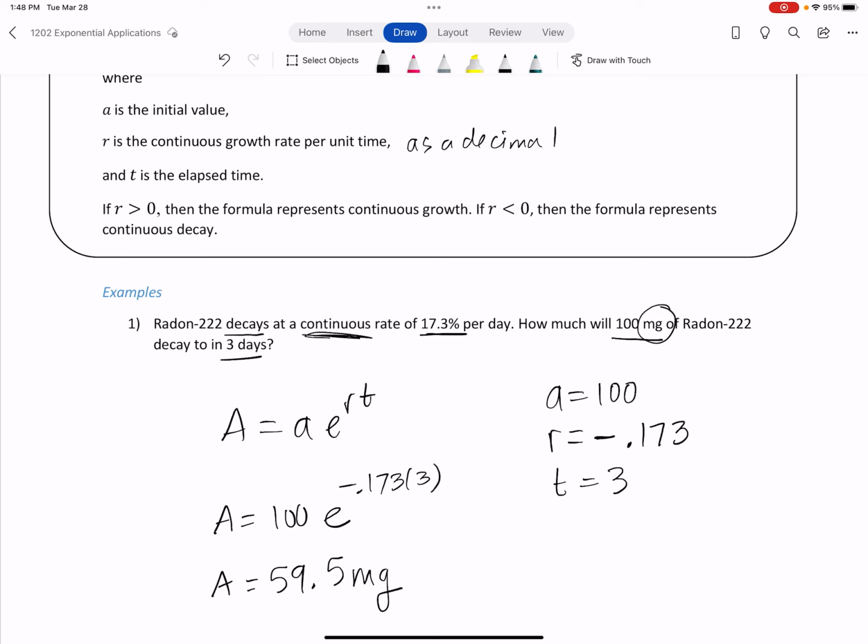Now, I knew the number should be smaller than 100 because I'm decaying, right? So anytime you're decaying, your number should go down. That's where that negative came in there.